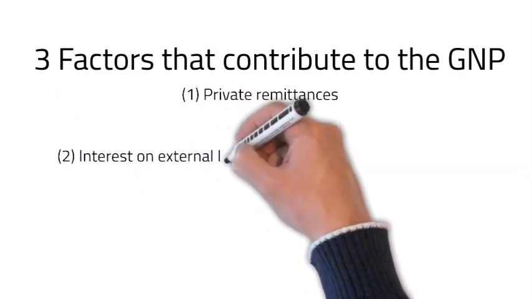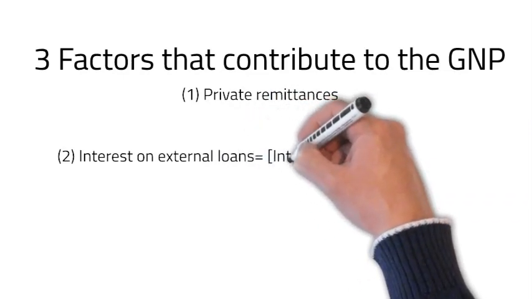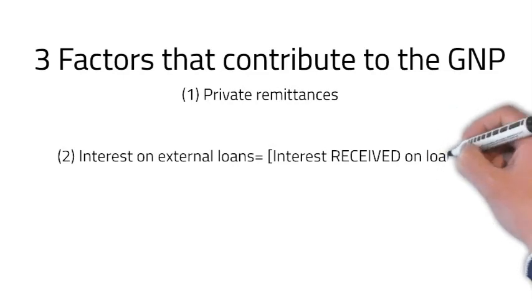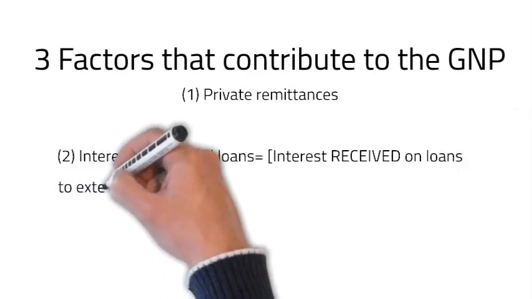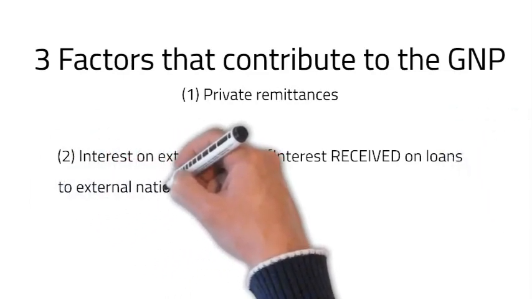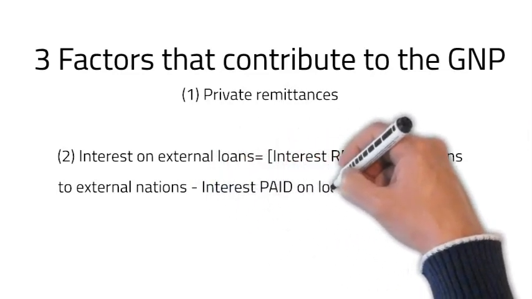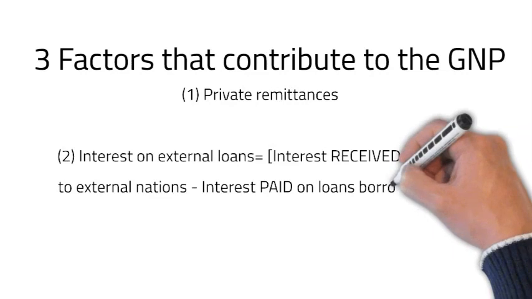The second is the interest on external loans. So India adds interest on loans given to external nations, and it deducts interest paid on amounts borrowed from external nations. And India so far has always been negative on this, as it is a net borrower.